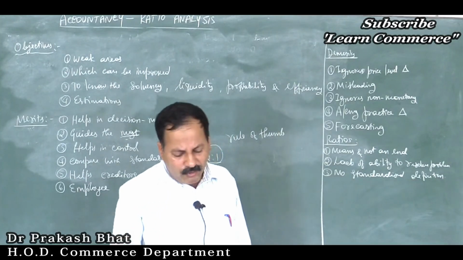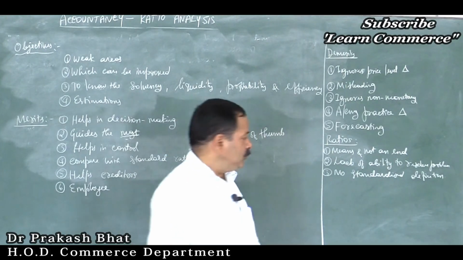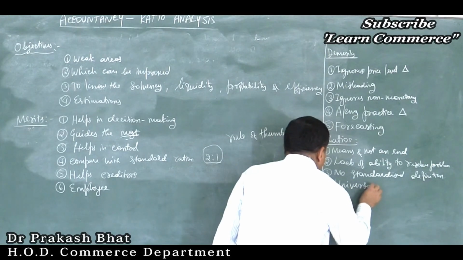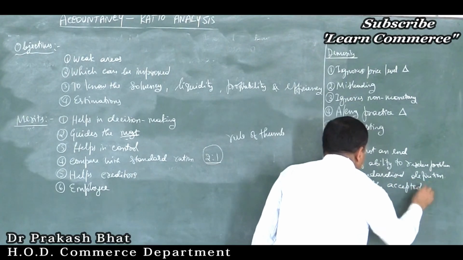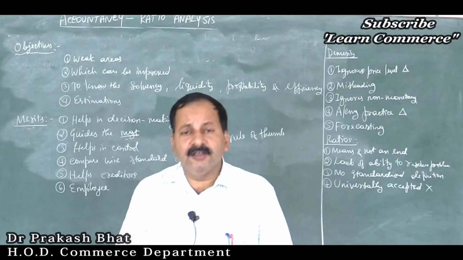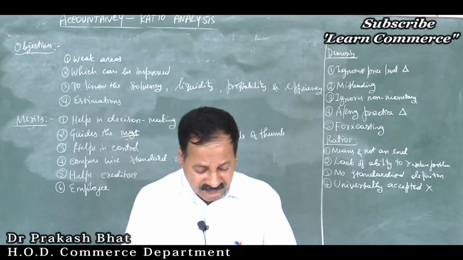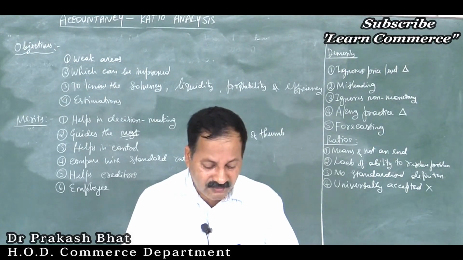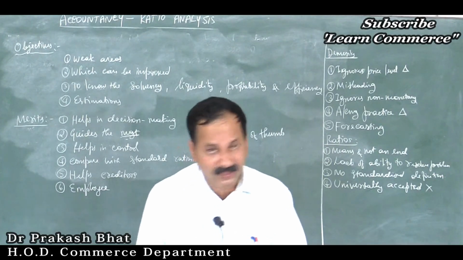Last one is lack of universally accepted standard levels of measurement. A standard is not there. There should be an international level standard which should be accepted by all. If it is not there, then the ratio is useless. So these are the various limitations of ratios. I will take up types of ratios and problems in the next class.